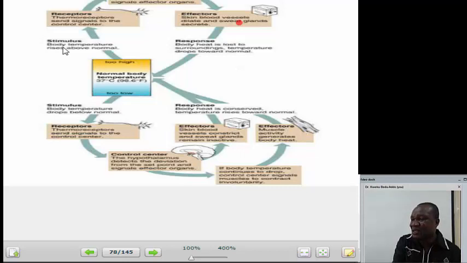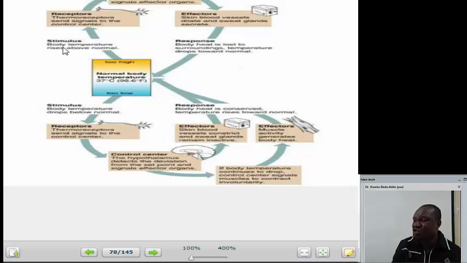Secondly, the sweat glands begin to produce sweat, and as you sweat, the sweat will evaporate using heat that is in the body. And these two mechanisms would cool the body to the normal 37 degrees C.